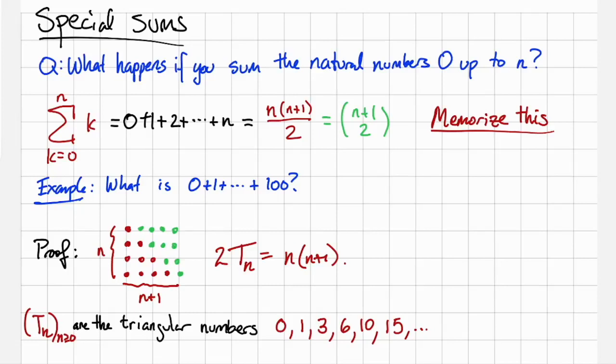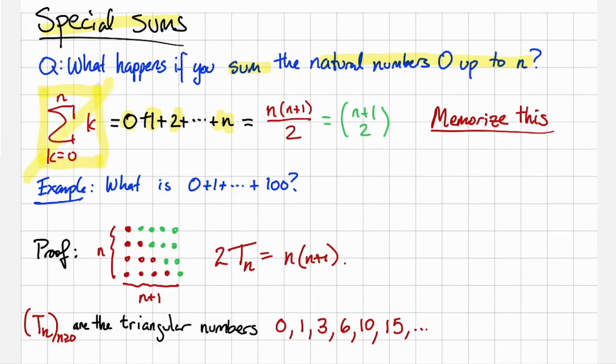Welcome back. The last topic in this learning objective is to know some special sums that will appear regularly. Let's start off with a question. What happens if you sum the natural numbers from 0 up until n? That looks like 0 plus 1 plus 2 plus ... plus n. Writing that in sigma notation looks like this.